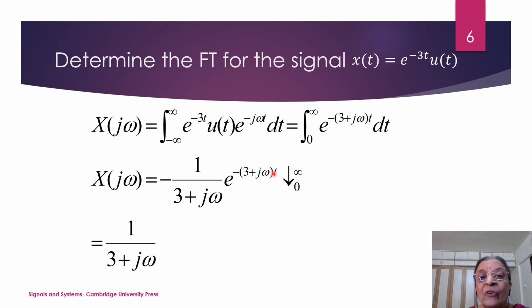When t is equal to 0, the corresponding e raised to term will be equal to 1, and at infinity it will be equal to 0. So 0 minus minus 1, so it will be equal to 1. So this minus sign will go and we'll have x of j omega equal to 1 upon 3 plus j omega.